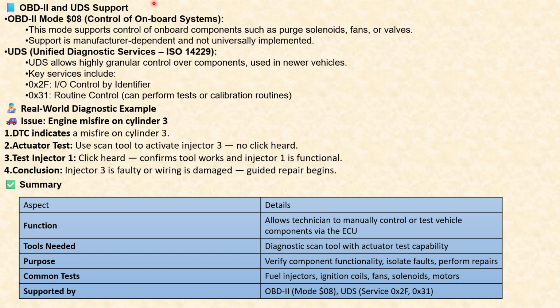And again, the common tests, as I said, the components which are commonly tested are fuel injectors, ignition coils, fans, solenoids, and motors. And it is also supported by OBD2 and UDS. Okay, so I hope all of you got a clear-cut idea of the importance of actuator testing, why it is done, how it is done, and finally what the output of actuator testing is.